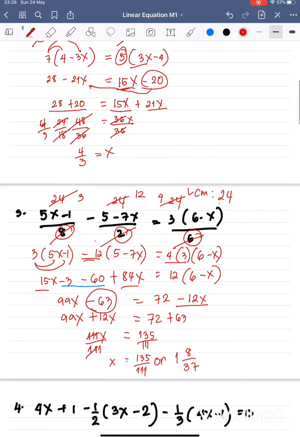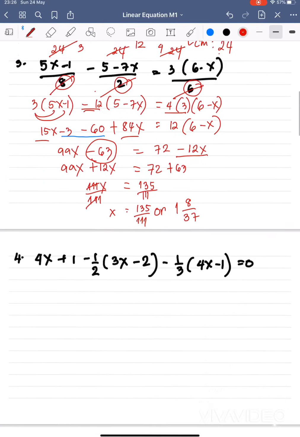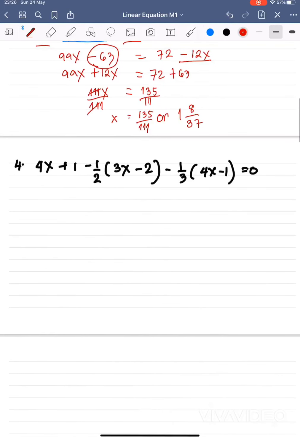So that's number 3. Let's proceed to example number 4, which is actually the last example in this video. So for example number 4, we have 4x plus 1 minus 1/2 times the quantity of 3x minus 2 minus 1/3 times the quantity of 4x minus 1 equals 0. So again, we have fractions here. So we have 3 and 2 as denominators. So obviously, the LCM is equal to 6.